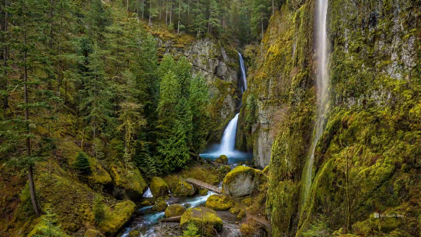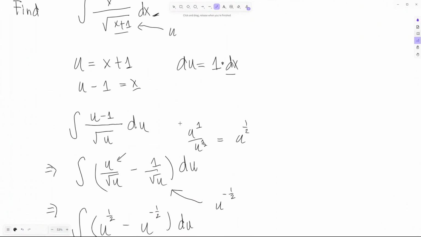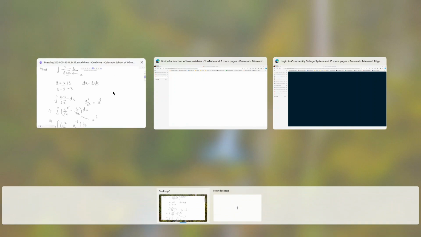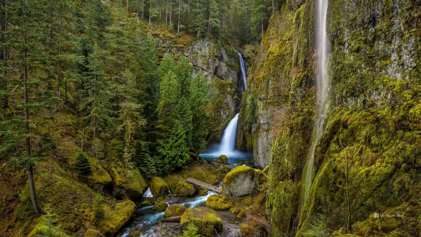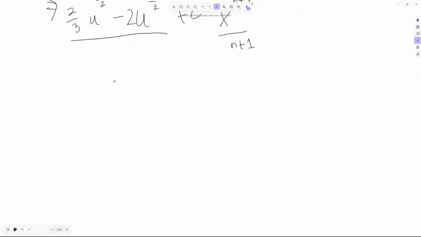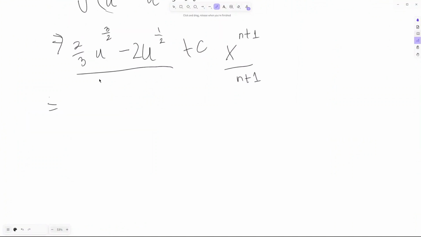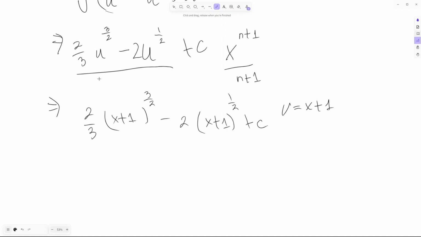And remember, our u is here. u is equal to x plus 1. So we'll add u back in. We'll end up with 2/3 times x plus 1 to the power of 3/2 minus 2 times x plus 1 to the 1/2 plus c.